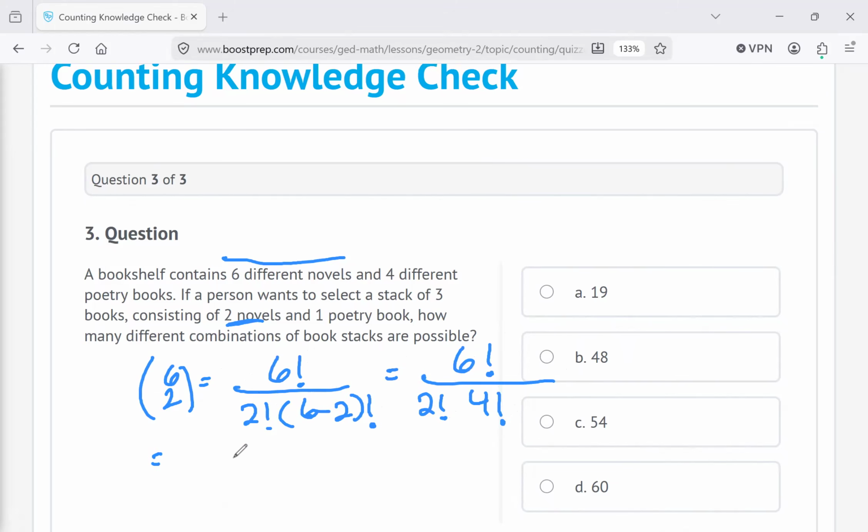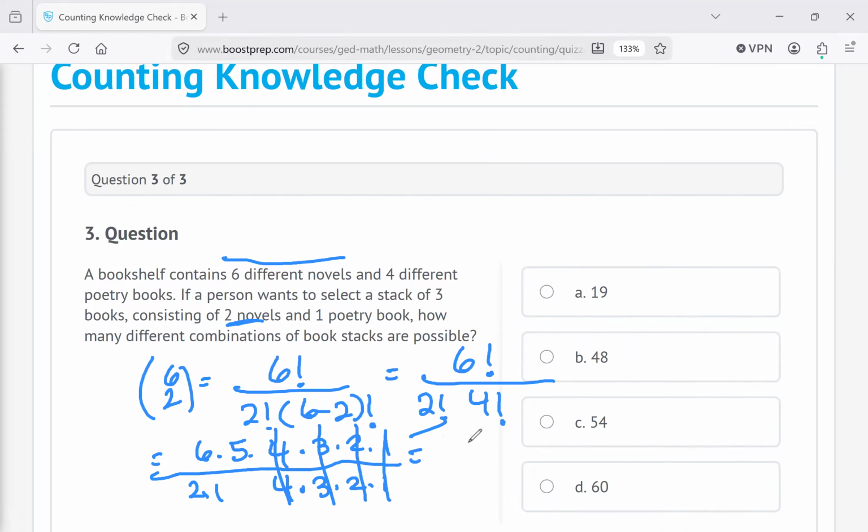And when you put it all together, 6 factorial is 6 times 5 times 4. If you want, you could put 3 times 2 times 1, but then that's going to cancel with the 4 factorial, right? Because 4 factorial is 4 times 3 times 2 times 1. And then the 2 factorial is 2 times 1. So the 4 cancels, the 3 cancels, the 2 and the 1. So 6 times 5 is 30, and then 2 times 2.